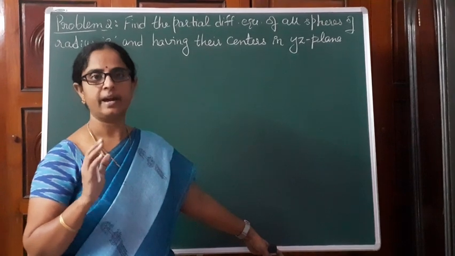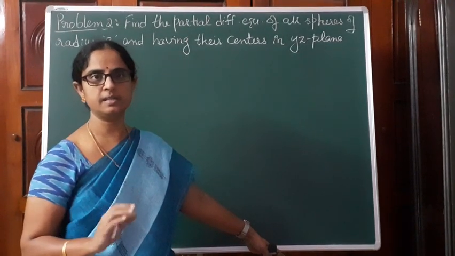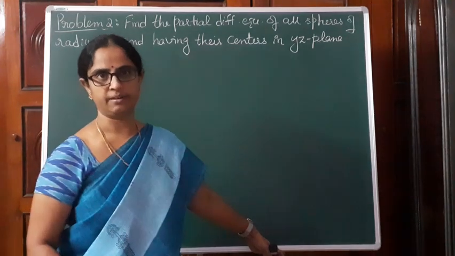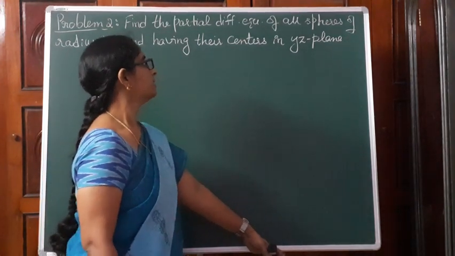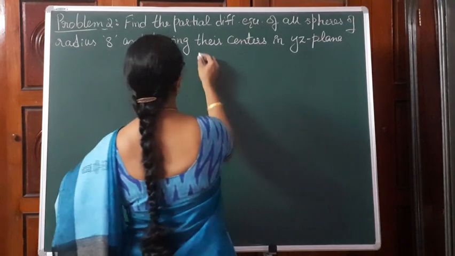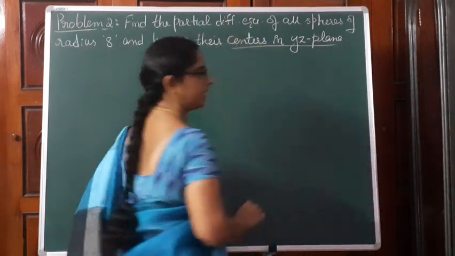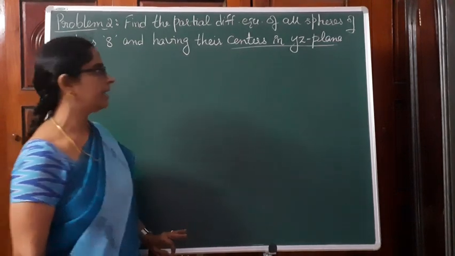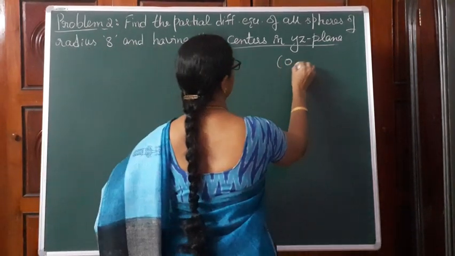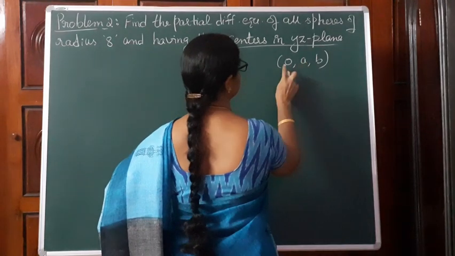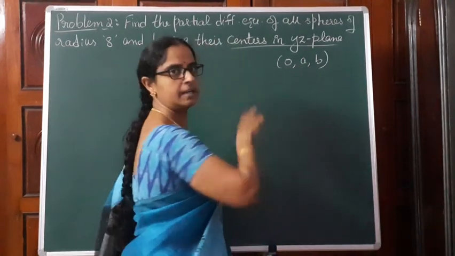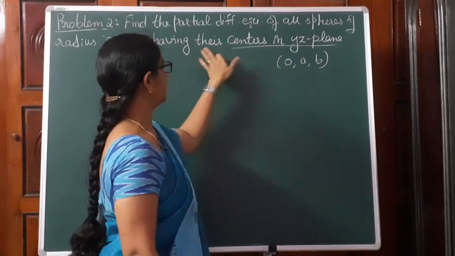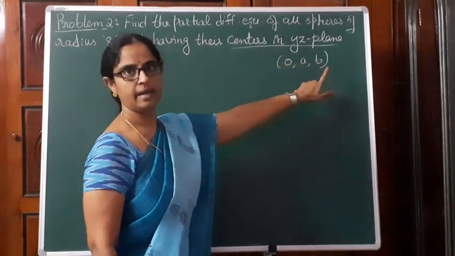Then after that, identify the number of arbitrary constants and try to eliminate the arbitrary constants to form a partial differential equation. Okay. So first thing we need to observe here is the centers lie in the yz plane. So the point which lies in the yz plane is of the form 0, a, b, because if the point is in the yz plane, the x coordinate is 0. This is the y coordinate and this is the z coordinate. So the center will be of this form 0, a, b.